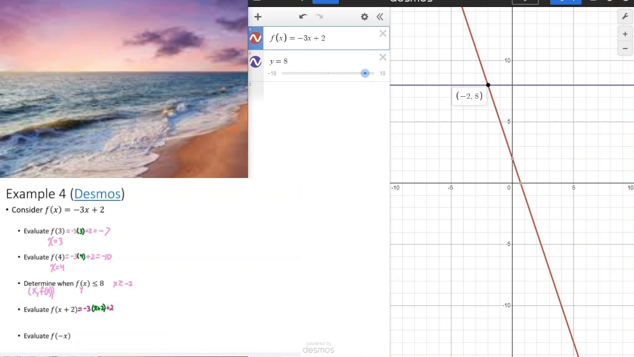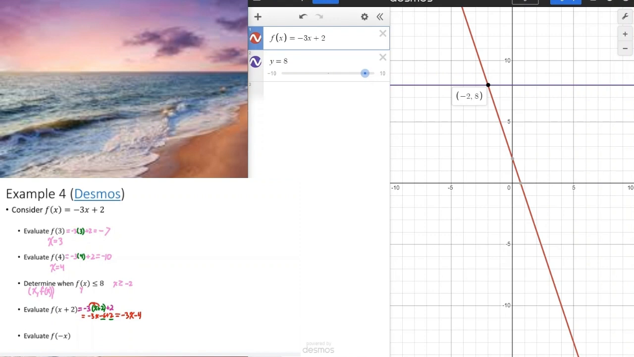Start off by distributing in the -3. And we get -3x - 6 + 2. And then collect the like terms, the -6 and the 2, and we get -3x - 4. Notice how I put parentheses around the x + 2. The parentheses there are very important because we're multiplying the entire expression x + 2 by -3, since in the equation, -3 is being multiplied to x.